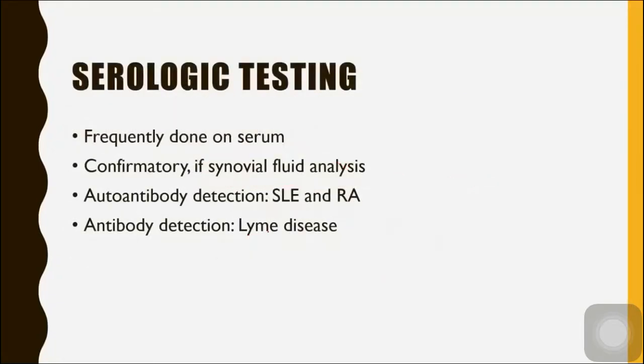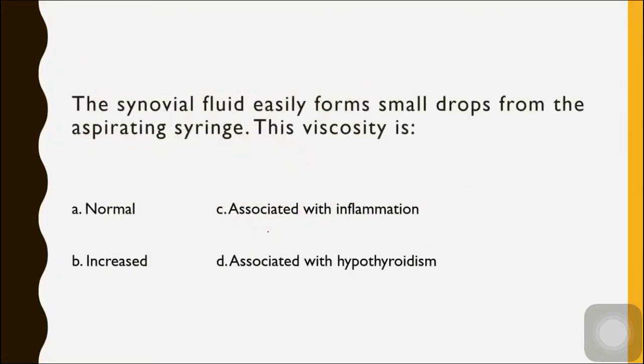Next, we go to the review questions for synovial fluid. The question is: the synovial fluid easily forms small drops from the aspirating syringe. This viscosity is. If you remember, the normal viscosity of synovial fluid is that it should be highly viscous. It must appear stringy, forming a string of at least 4 to 6 centimeters.